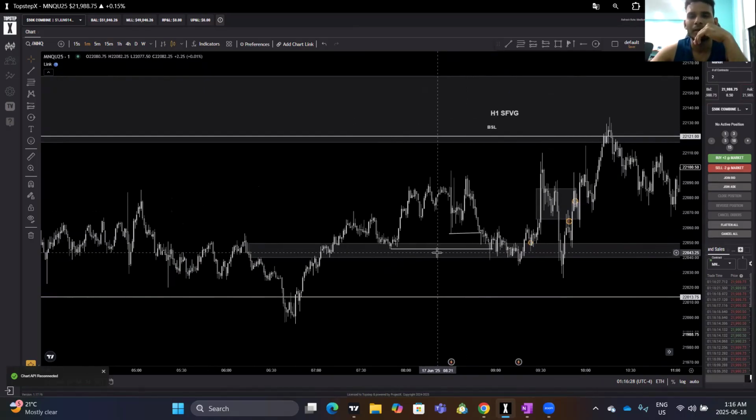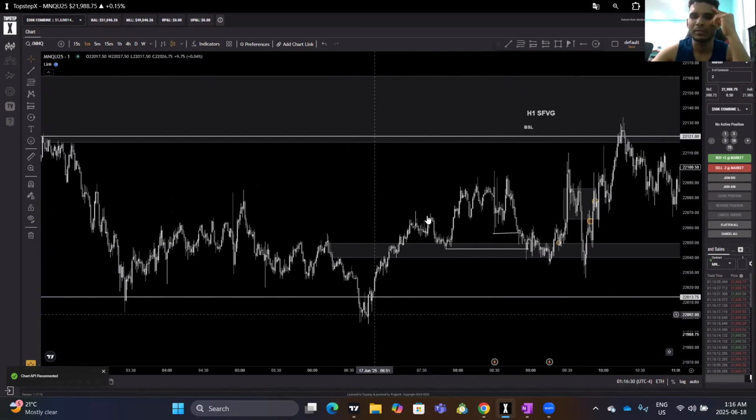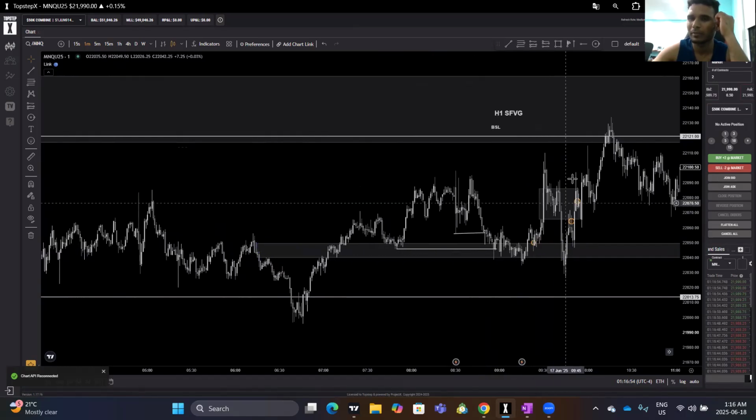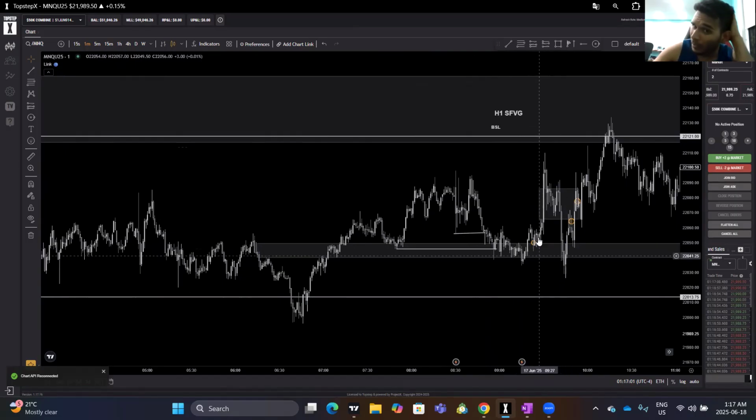So here what happened is this is the structure shift with big displacement on M15 and M5. This is the internal sweep. Once this low has been swept, it's lacking displacement. Engineered liquidity sweep, structure shift, big displacement, comes down, clears out this high, comes all the way down again, manipulating me. It's kind of a flip and gives some sort of selling price action.